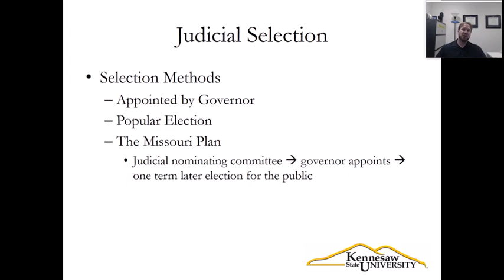So like I said, appointed by the governor usually, or election. The Missouri plan, in Missouri they have something interesting where there's a committee that nominates people to be selected, and then the governor appoints the person, and then later on they actually have an election for the public to see if the public agrees with this, and if not, then they'll have to find someone else. So this kind of uses a little bit of the benefits of both the appointment and the election. Personally, I kind of like the election a little bit better.